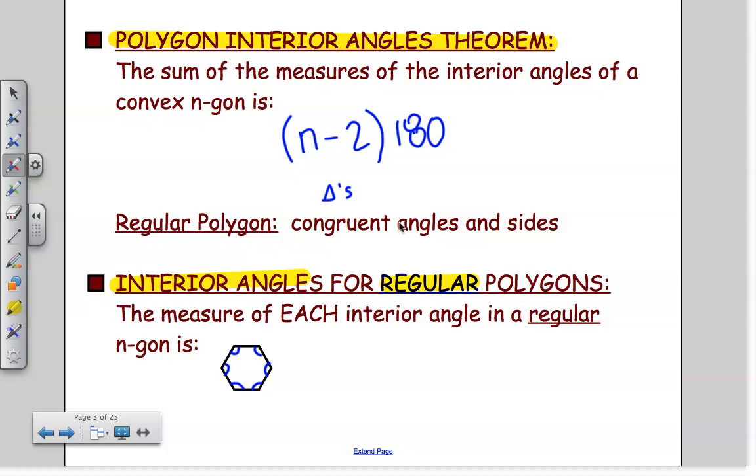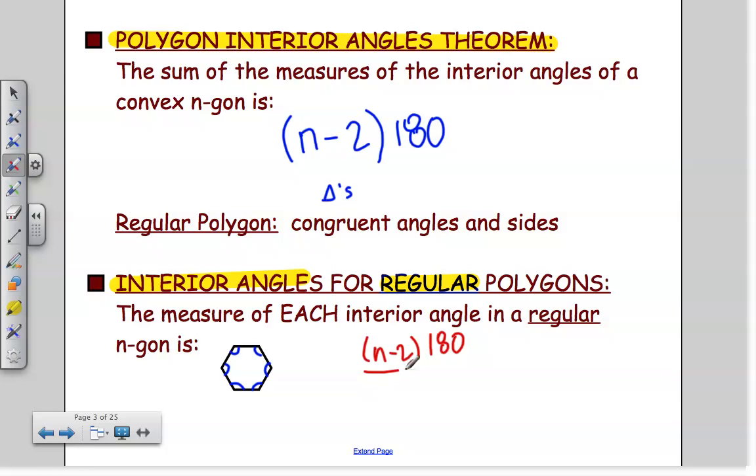Well, I know that the angles are going to total up to this formula, right? N minus 2 times 180. That'll give me the total for all of the interior angles. For a hexagon, I'm dividing by 6 to find each of them. For an octagon, I would have to divide by 8, right? Because there'd be 8 angles just like there's 8 sides.